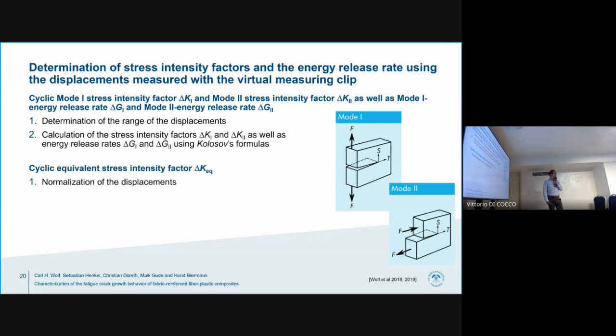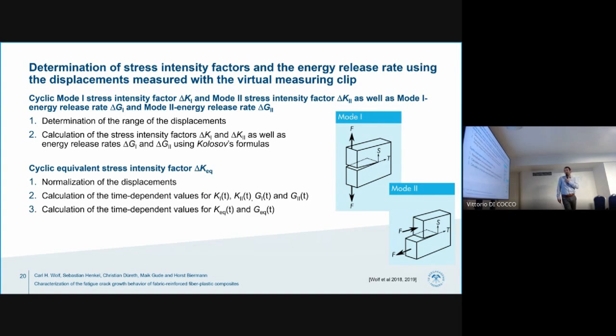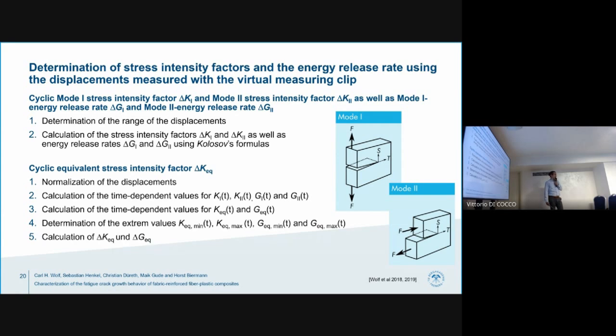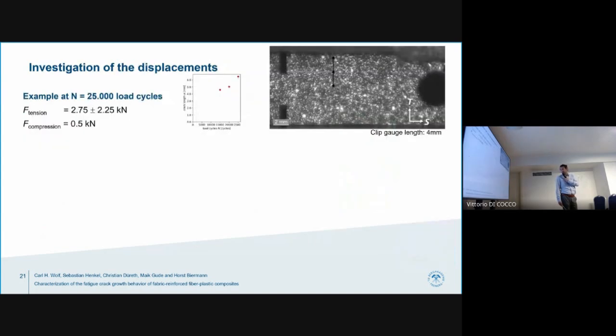Due to the application between minimum and maximum loading, we have to normalize our displacements first of all. Afterwards, we calculated the time-dependent values for K1, K2, G1, and G2. And with the time-dependent values, we calculate the equivalent time-dependent energy release rate and stress intensity factor. Afterwards, we calculated the extreme values, and at the end, we got the equivalent energy release rate and equivalent stress intensity factor.